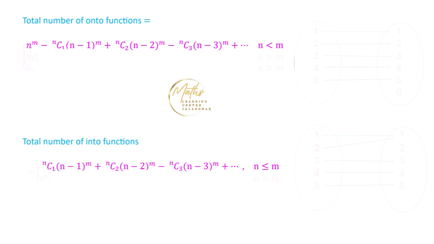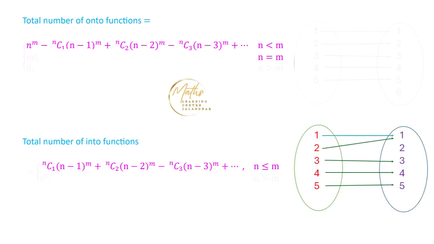Now the next case we are considering is when n is equal to m. We have something like this: 5 elements in the set A and 5 elements in the set B. If we want the function to be an onto function, it means that every element of this set B should have a preimage. This is set B, this is set A.